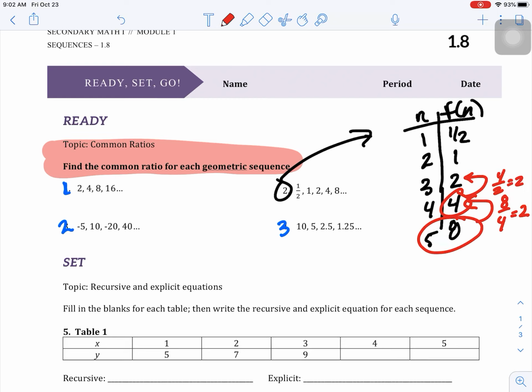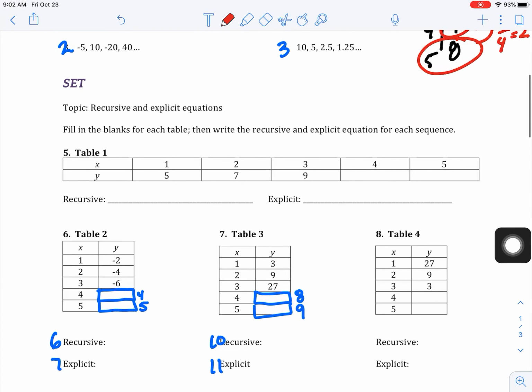4 divided by 2 is 2. 2 divided by 1 is 2. And then 1 divided by 1/2 is also 2. So the common ratio for this problem is 2. And they want me to use that strategy to do problems 1, 2, and 3. In the set, you are filling in the table and writing recursives and explicits.